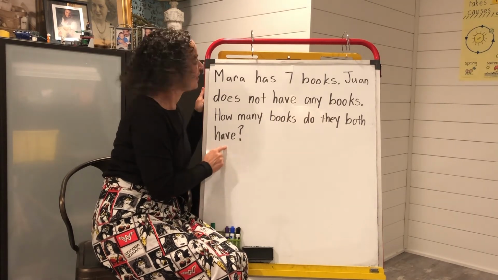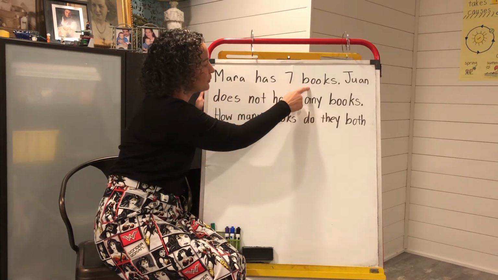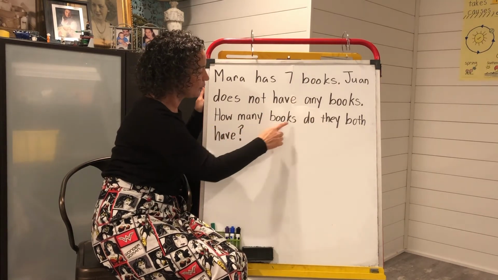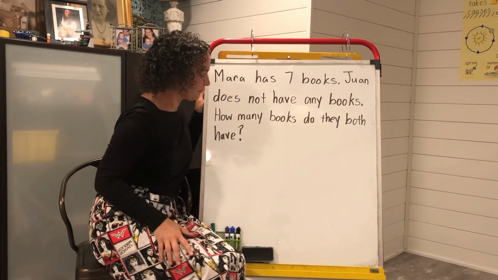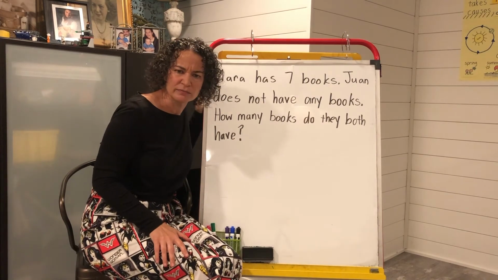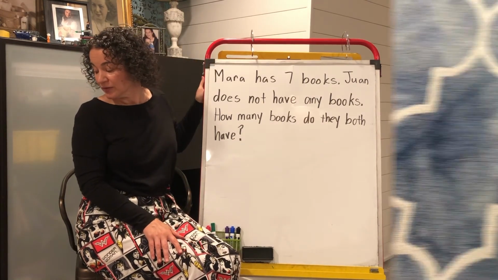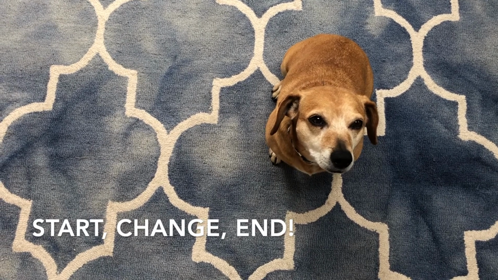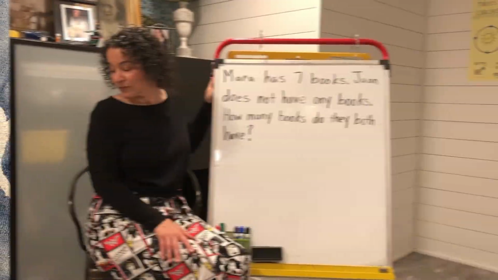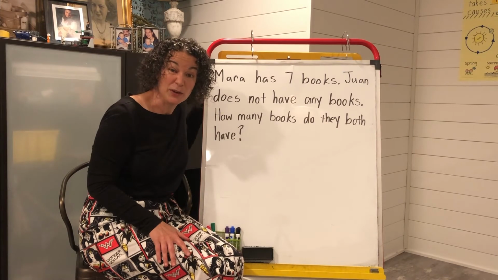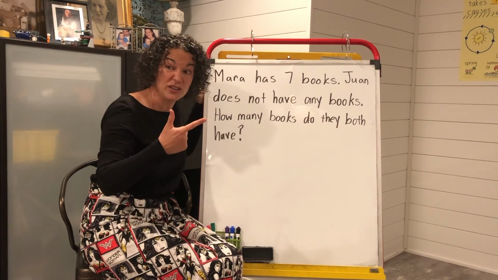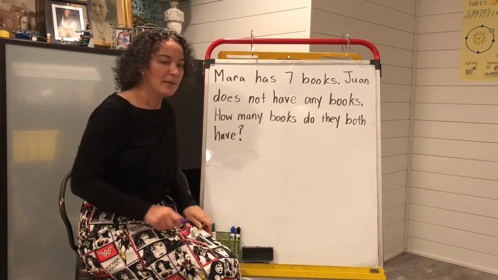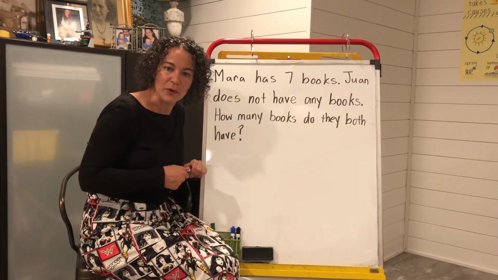Read it with me this time. Mara has 7 books. Juan does not have any books. How many books do they both have? What should we do? Penny, what should we do? Penny says we need to figure out what we're starting with, what our change is, and what our end is. Let's do that.